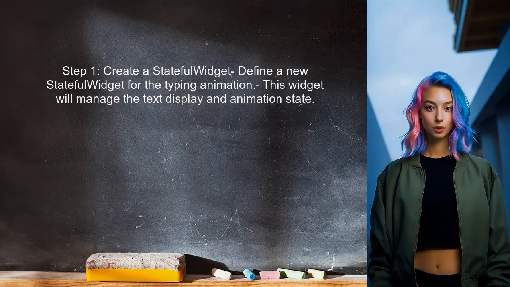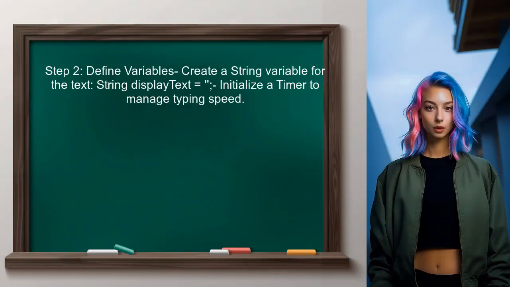To achieve a typing text animation in Flutter, the user can utilize the built-in animation capabilities. First, they should create a stateful widget to manage the animation state. Next, the user should define a string variable to hold the text they want to display. They will also need a timer to control the typing speed.